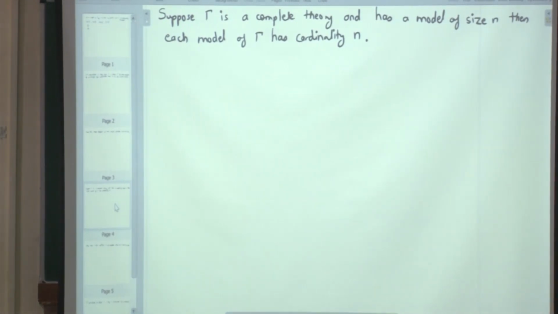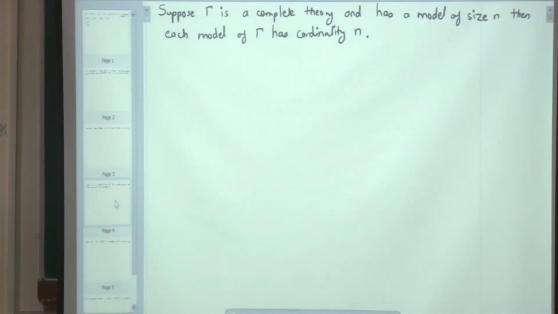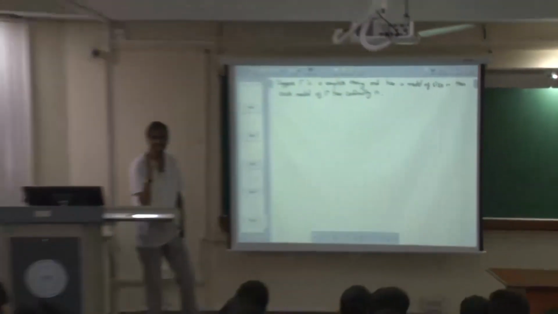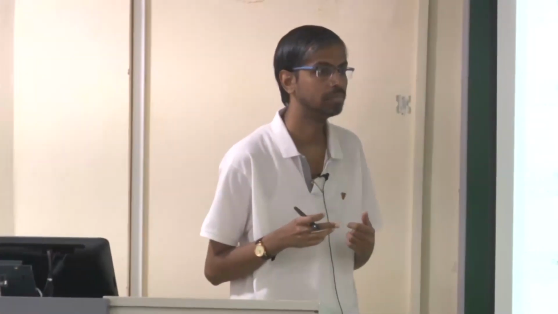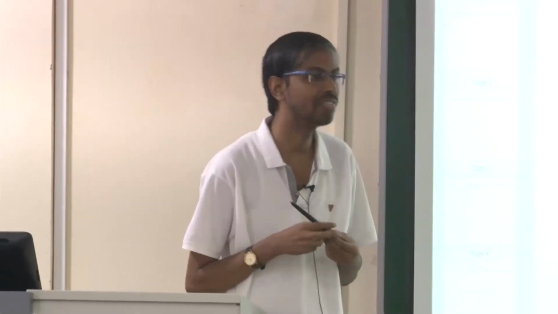Suppose gamma is a complete theory and has a model of size n, cardinality n, where n is some fixed number. Then can you prove that each model of gamma has cardinality n? How do you express that some universe, some set has cardinality n? It has at least n elements and it does not have n plus 1 elements. Okay.